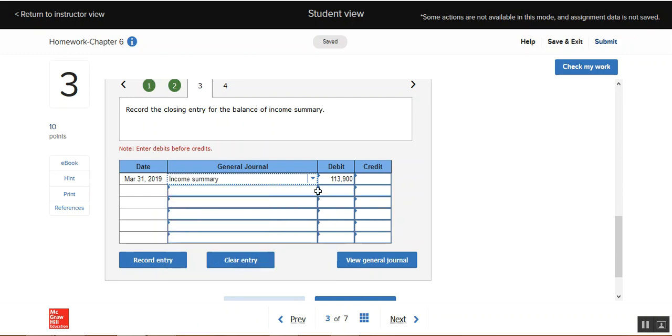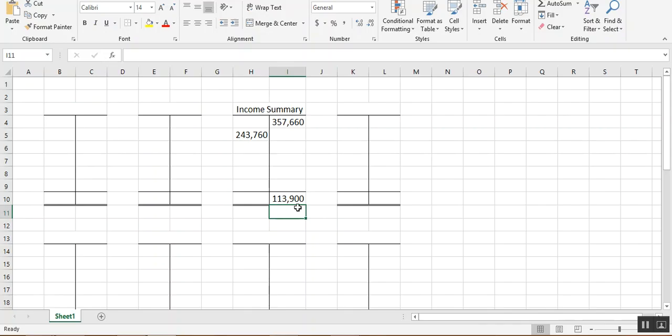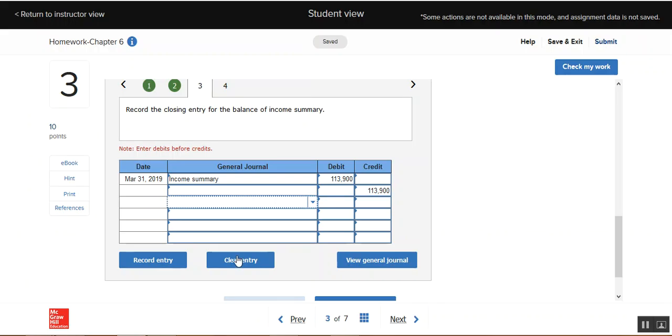And that should come out of income summary. We need a credit. So we have summarized the income. If we look at our income summary, that's actually the net income, because if you remember, that's your revenue. Those are all your expenses. The difference between those is your net income. So we've summarized the income. That is your net income. We are now closing that net income out into the capital account.